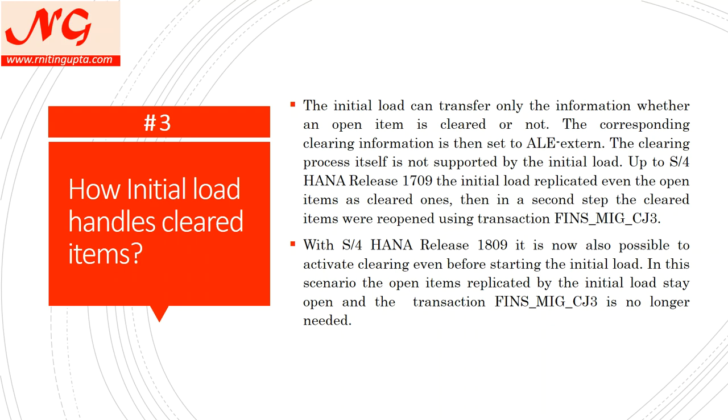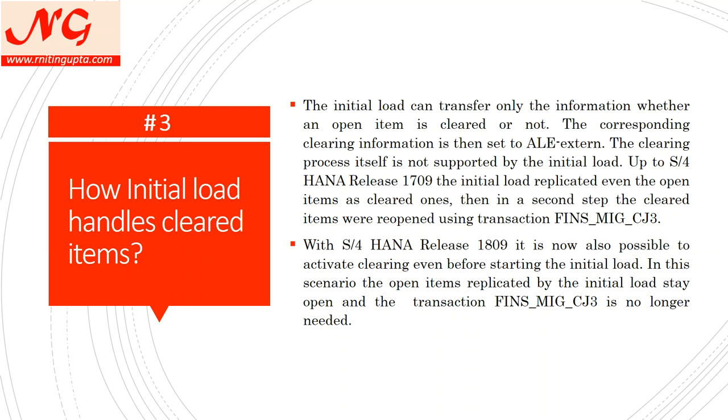The initial load replicated even the open items as cleared items. And then, in the second step, you clear those items using transaction FINS_MIG_CJ3. So before and up to 1709, anything which is cleared in your source system was coming as an open item in the CFIN system, which is ideally a wrong situation, because if an invoice is paid, it should be closed now. But it was a product limitation, and then you have to close it.